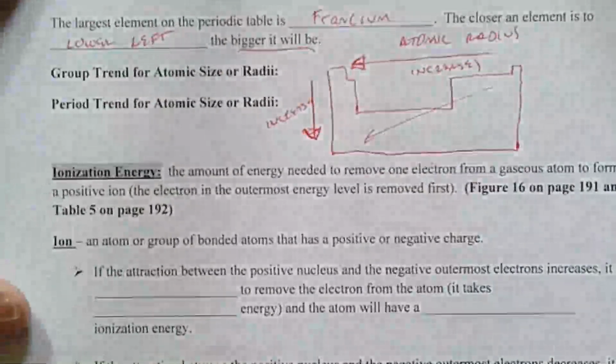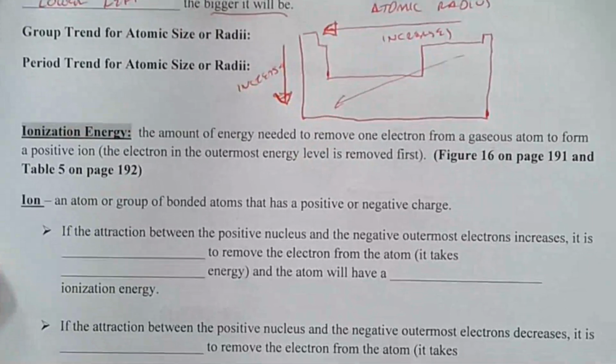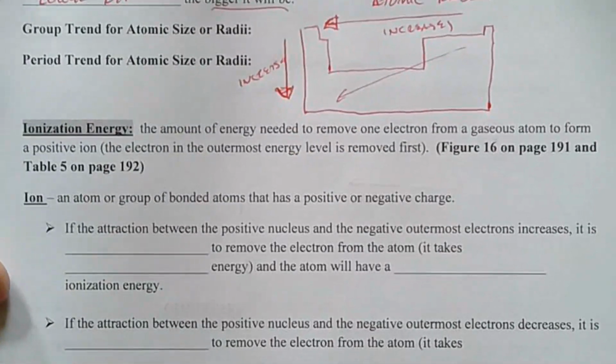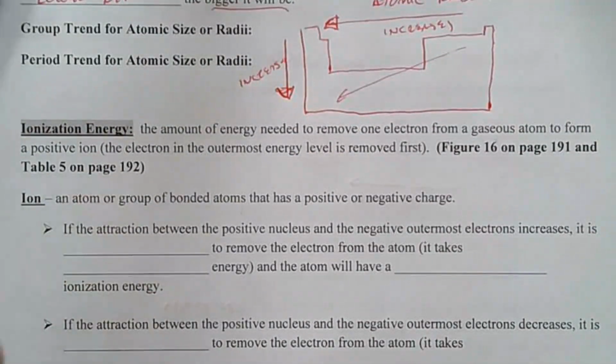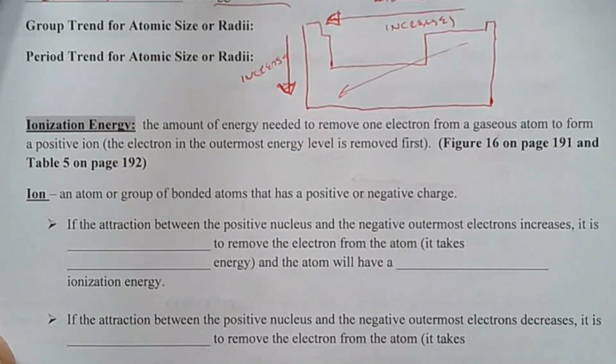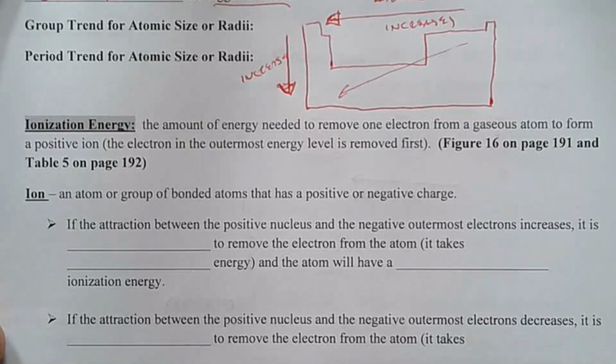Now let's move on to ionization energy, which is defined as how much energy is required to remove an electron from an atom in order to form a positive ion. It's basically how much energy it's going to take to remove one of the outermost electrons.